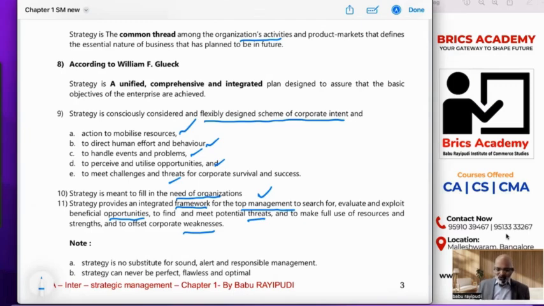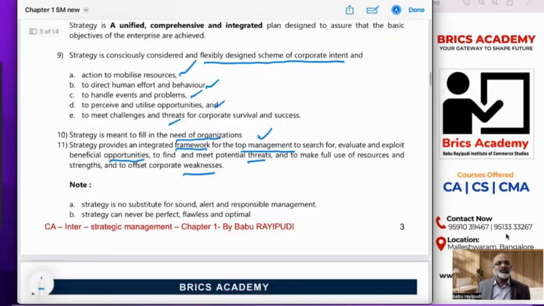All right. Now, these two are MCQ points. Please make sure you remember these 2 points. The first point: strategy is not a substitute for sound, alert management. If a management is sound and alert and responsible, sound management means it knows what is happening in the market, and it is also responding to what is happening in the market. When an organization is alert, responsible, and keenly monitoring what is happening in the market, then where is the question of having strategy? Strategy cannot be a substitute for alert management.